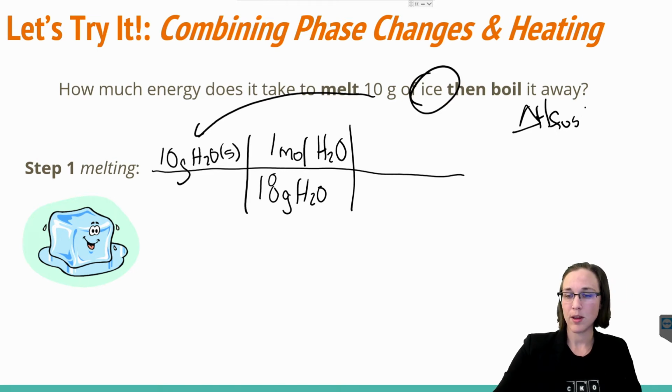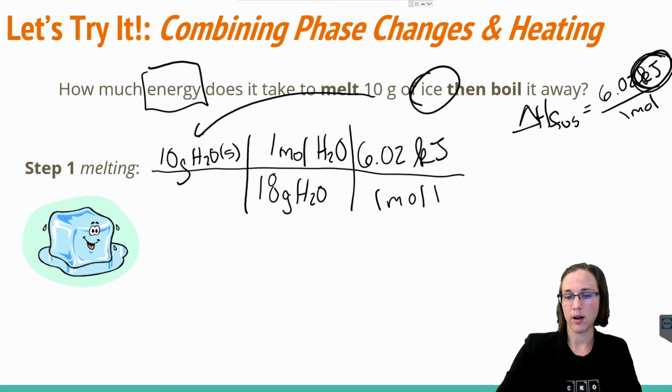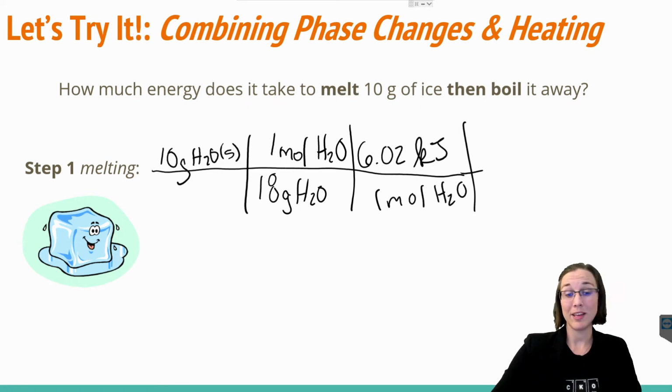solid ice. We know that value to be 6.02 kilojoules per mole. And that's what we're going to plug in here since we're after the energy. And of course, energy is in units of joules or kilojoules. So let's put that on top per 1 mole of water. Then we can see that grams cancel, moles of water cancel, and we are left with units of energy, so we know we're on the right path.